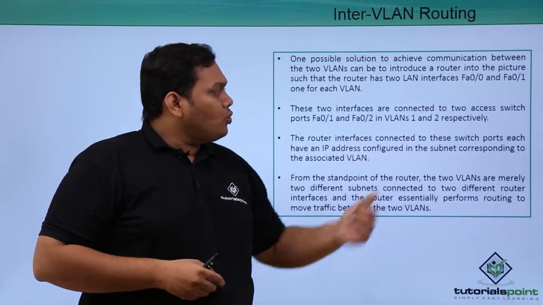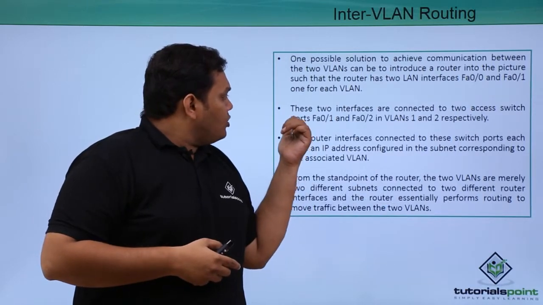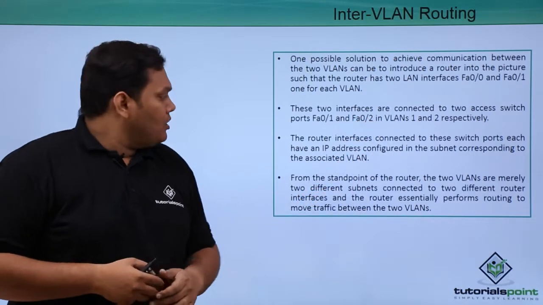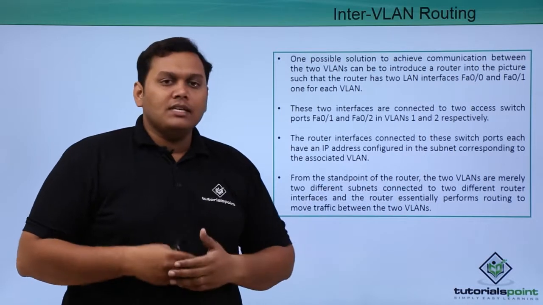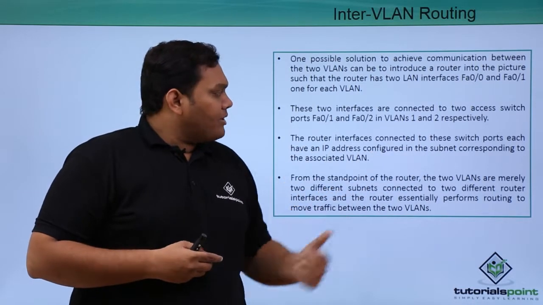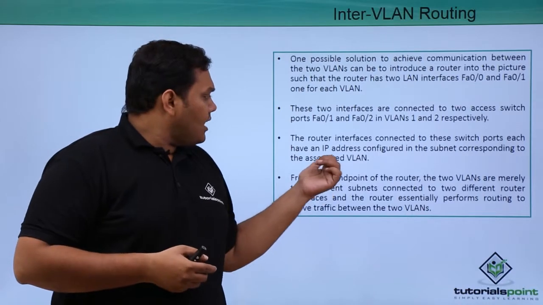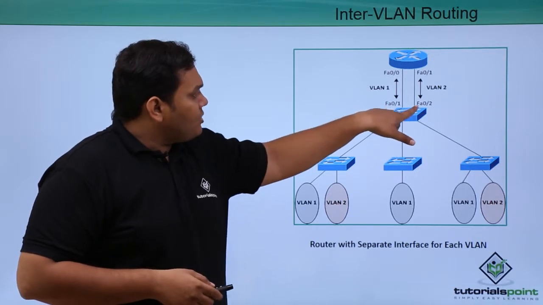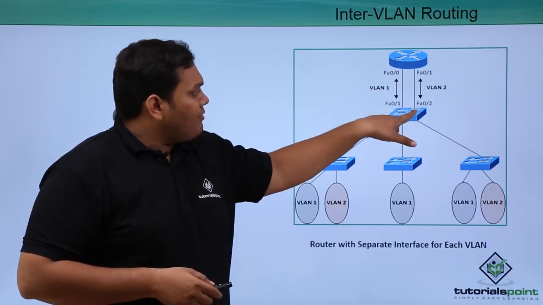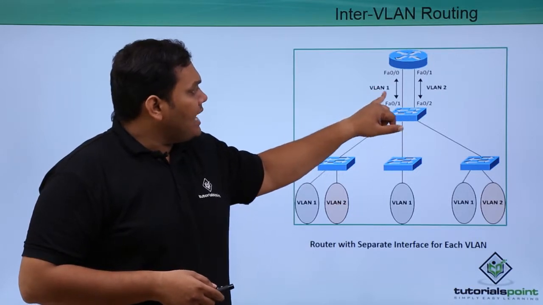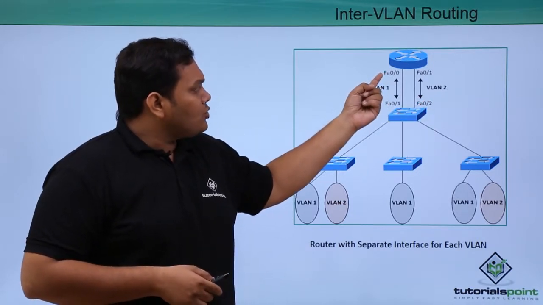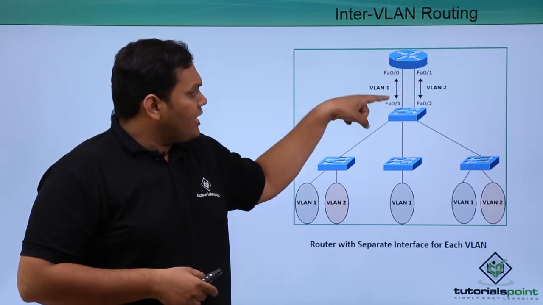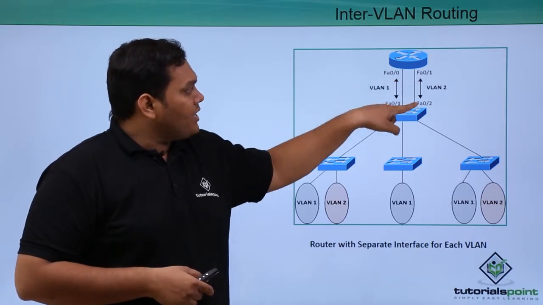These two interfaces are connected to the access switch through the ports FA0/1 and FA0/2, in VLANs 1 and 2 respectively. The router interfaces connected to the switch ports each have an IP address configured in the subnet corresponding to their associated VLANs. So, you can see that FA0/1 and FA0/2 are two ports on the switch, in VLAN 1 and VLAN 2, and the router also has two interfaces, FA0/0 and FA0/1.